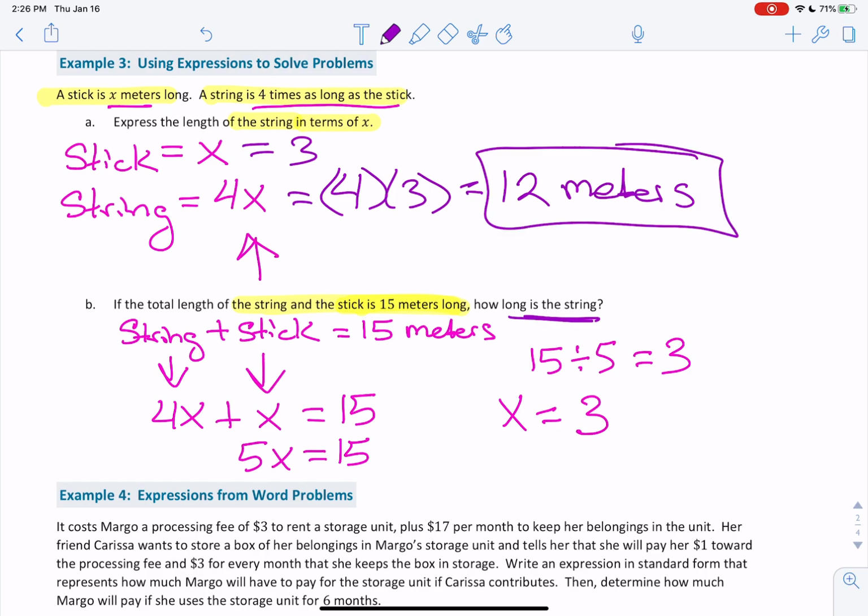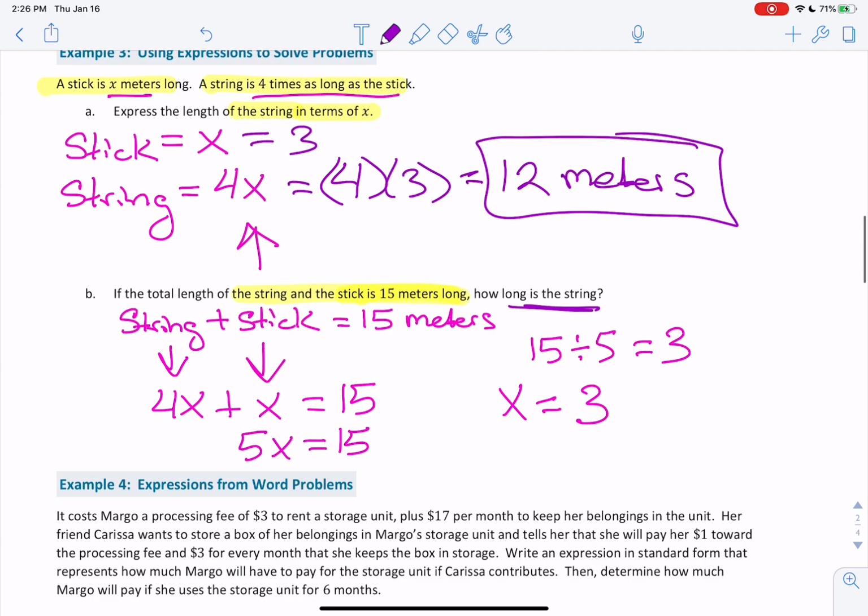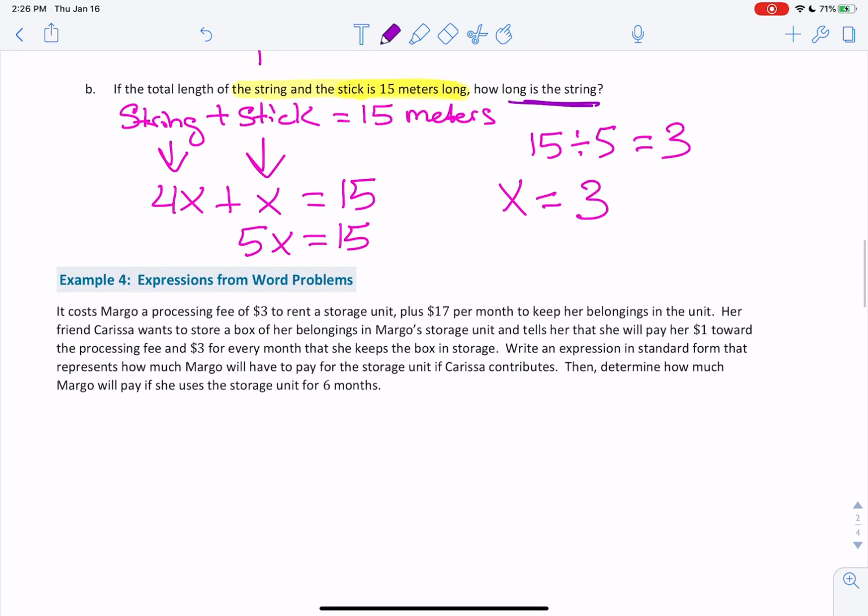All right, moving on. Example 4, expressions from word problems. It costs Margot a processing fee of $3 to rent a storage unit. Okay, we want to make sure we highlight anything math related. Plus $17 a month to keep her belongings in the unit.